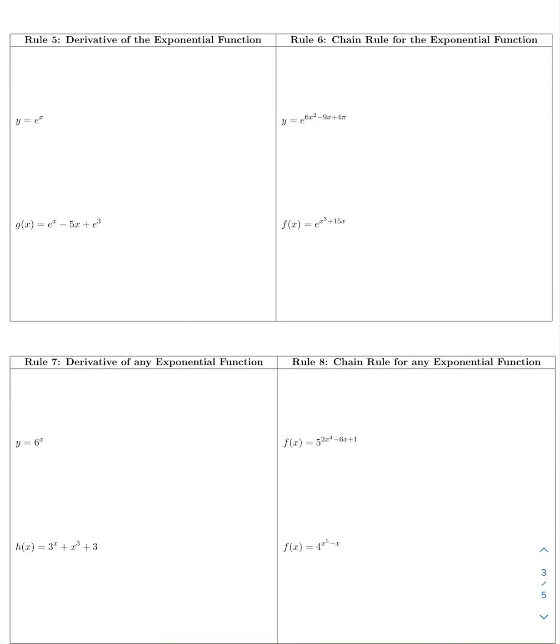Here we have some exponentials. First, we're going to start when we have base e. When you have base e, all you have to do is the derivative of the power times e to the original power.